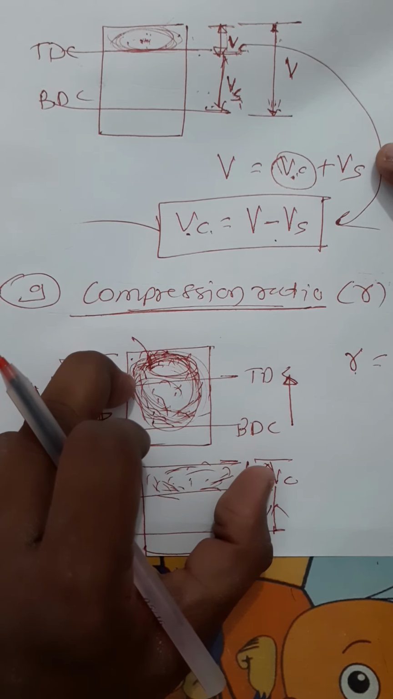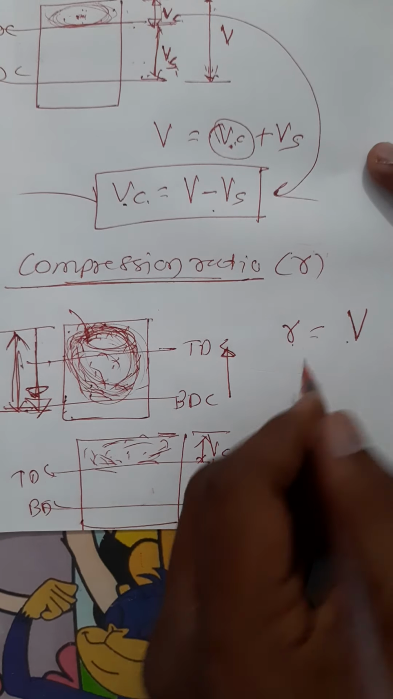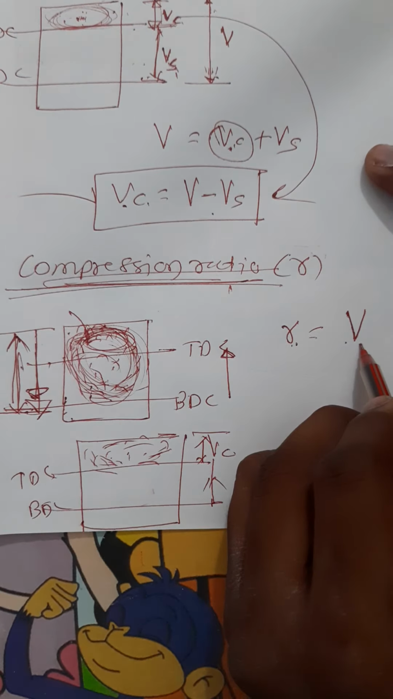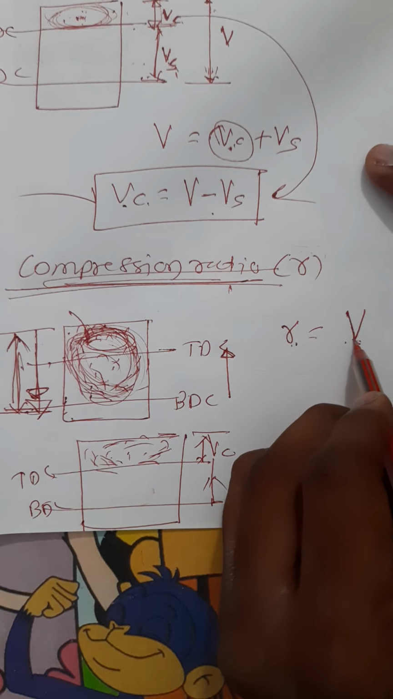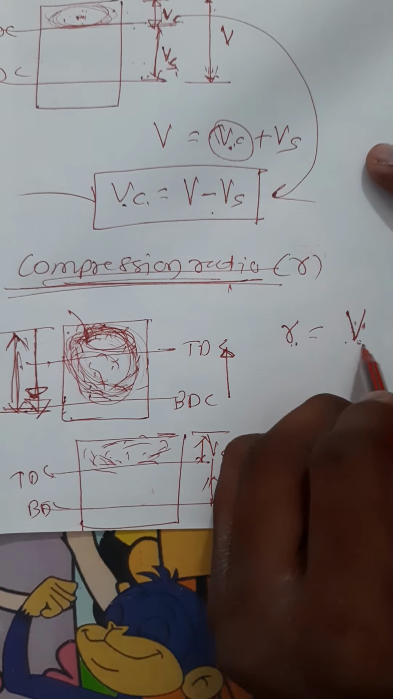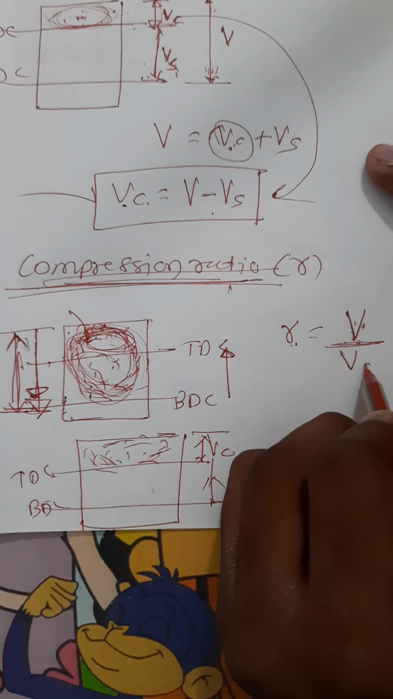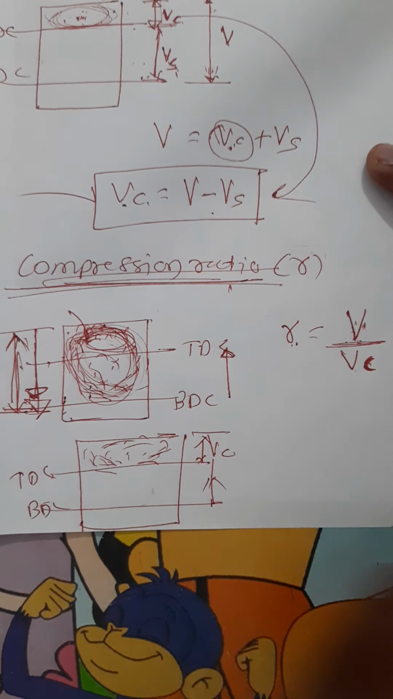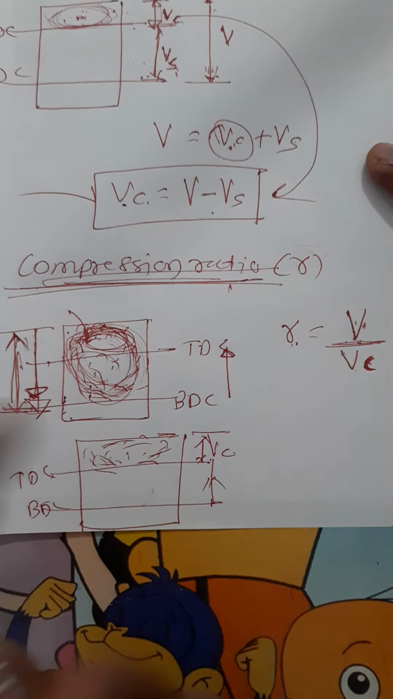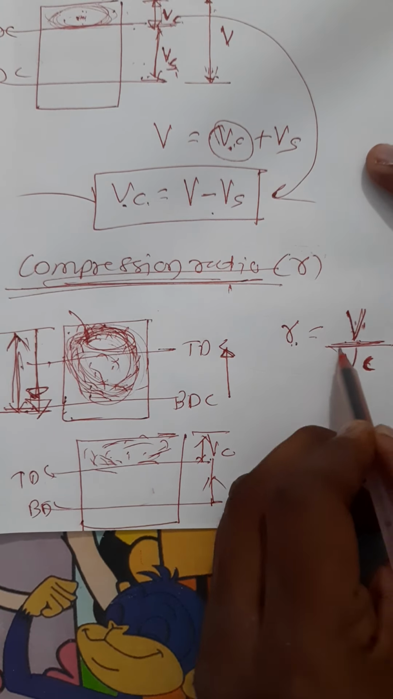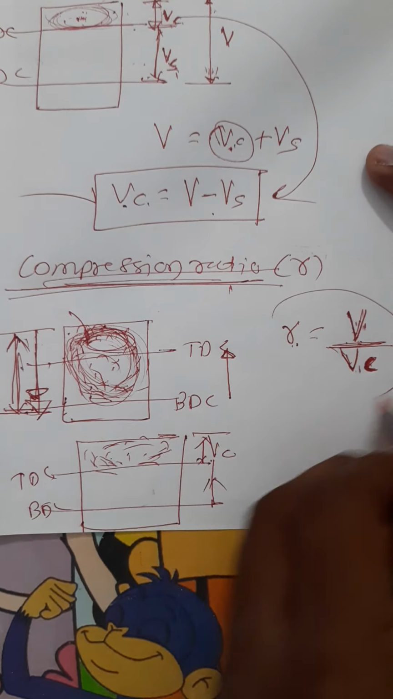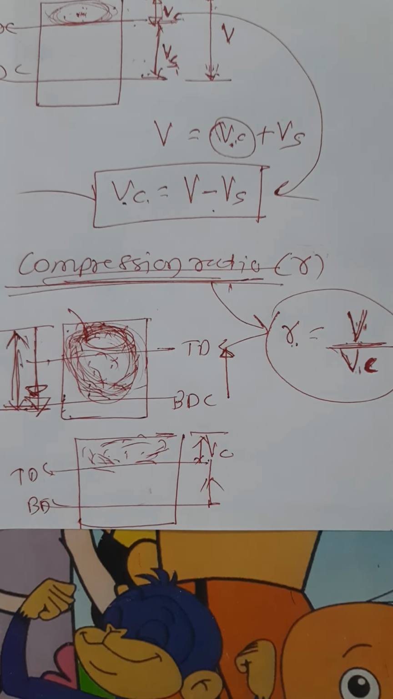These two terms are used to get our compression ratio. So what is compression ratio? Compression ratio is the ratio of total volume, V, the total volume during the suction stroke, to the clearance volume at the end of the compression stroke. It is a ratio of total volume to clearance volume. This ratio is called the compression ratio.